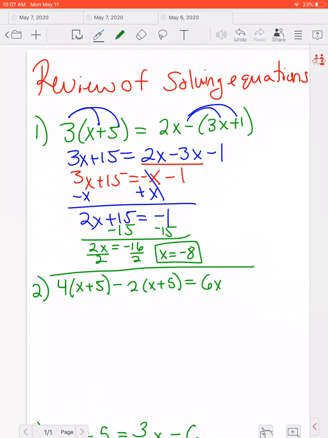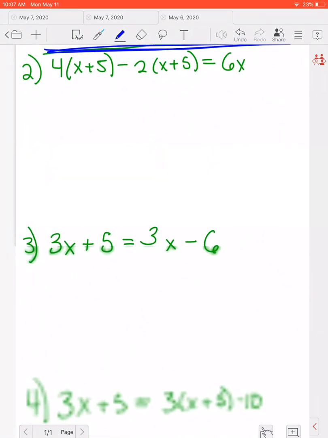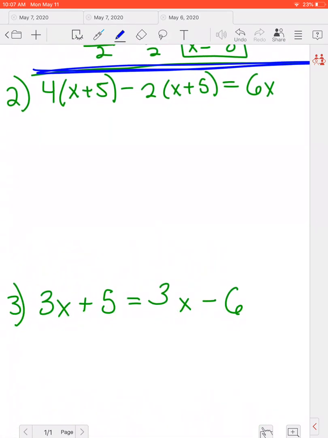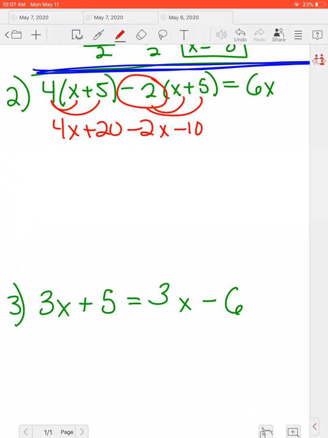Okay, let's go ahead and try another one. I'm just going to draw in a different color here so that it's easier to tell that there's a break between the two problems. Okay, so again, we're going to start with this one, and we are going to distribute. So we're going to distribute the 4 here. So 4 times x is 4x, 4 times 5 is 20. We're going to distribute that entire negative 2, so it's going to be minus 2x minus 10 equals 6x.